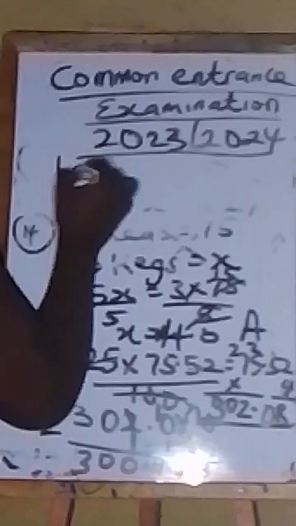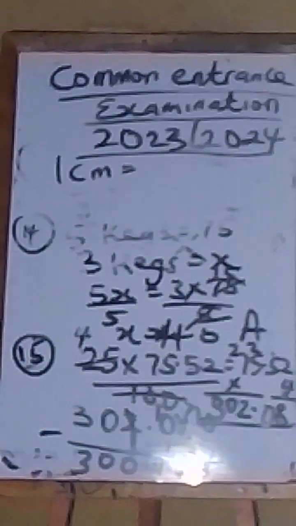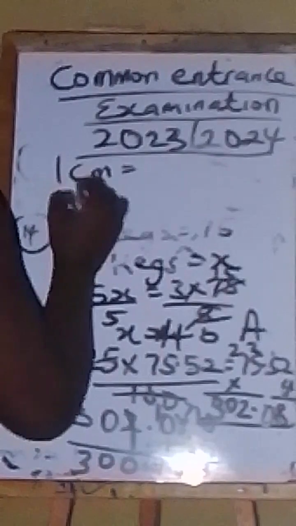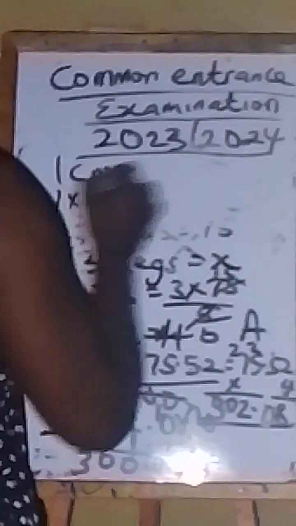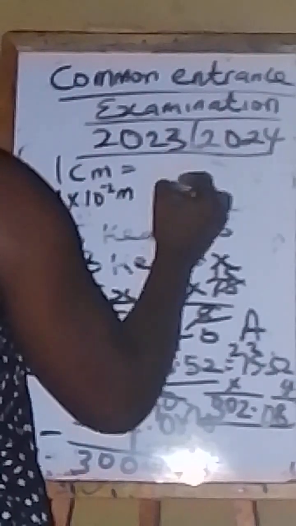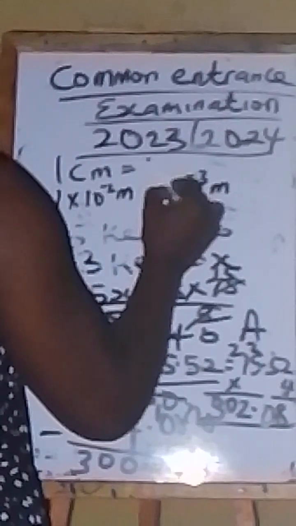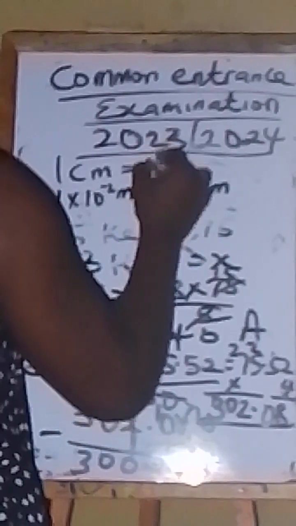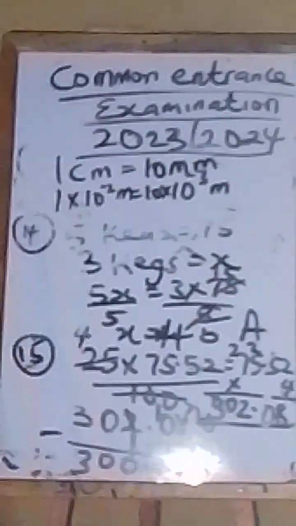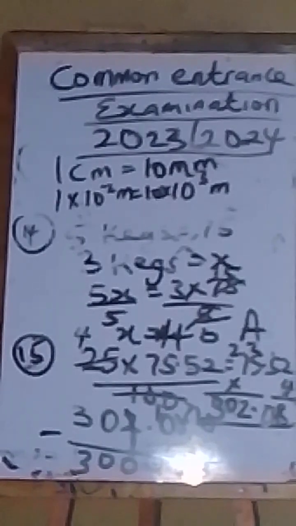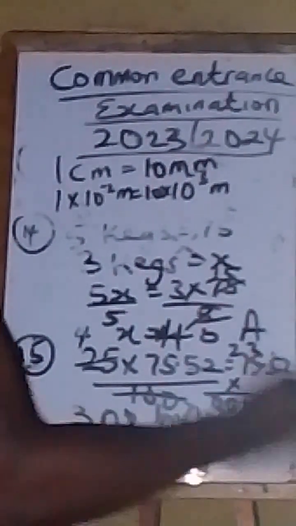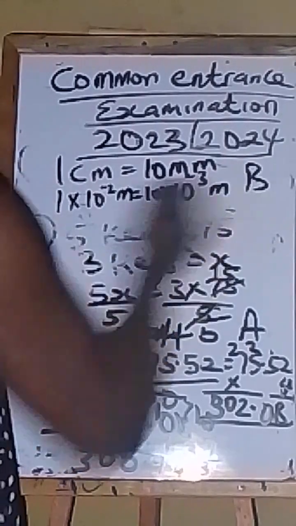So the next one, we are asked: what is 1 centimeter equal to in millimeters? Remember, centimeter is 1 times 10 raised to the power minus 2 meter, and millimeter is 10 raised to the power minus 3. So that will give us times 10. So 1 centimeter equals 10 millimeters. So the answer is option B.